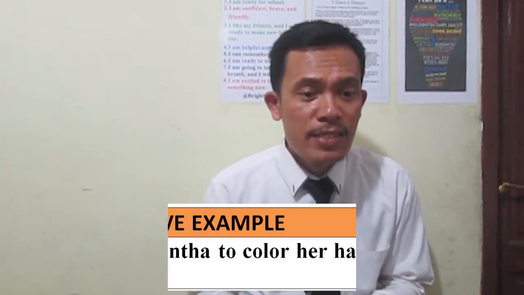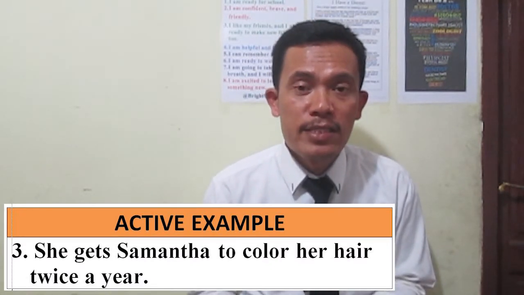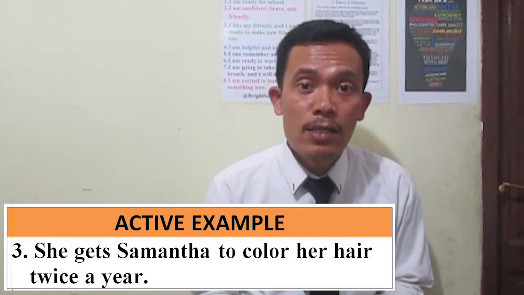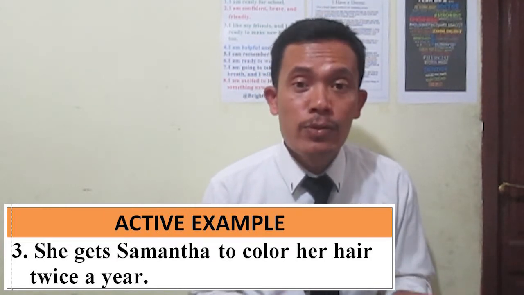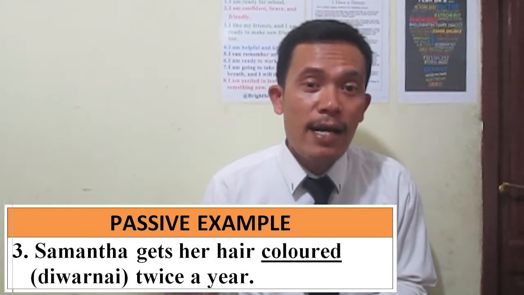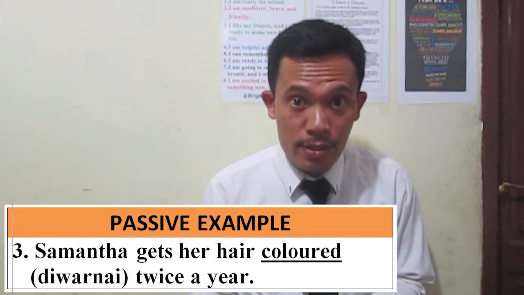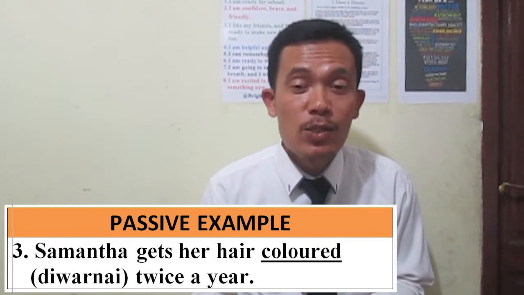Next, number 3 is she gets Samantha to color her hair twice a year. Dia menyuruh Samantha untuk mewarnai rambutnya 2 kali dalam 1 tahun. Nah, when we change this into passive form, it becomes Samantha gets her hair colored twice a year, Samantha meminta rambutnya diwarnai 2 kali dalam 1 tahun. Okay.